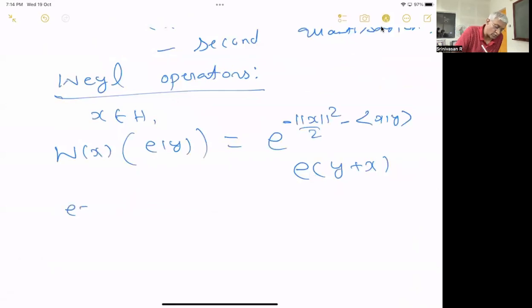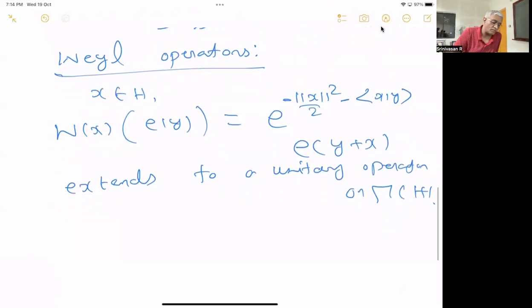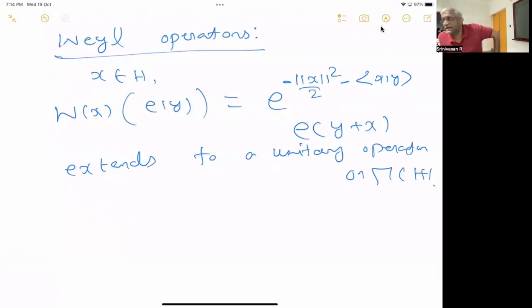This extends to a unitary operator on gamma of H. Sometimes I may not put the subscript because we are only dealing with symmetric Fock space. So I may just put gamma of H. Maybe I will remove it now. From here onwards, I will use only gamma of H for the symmetric Fock space. So this is the definition of the Weyl operator.